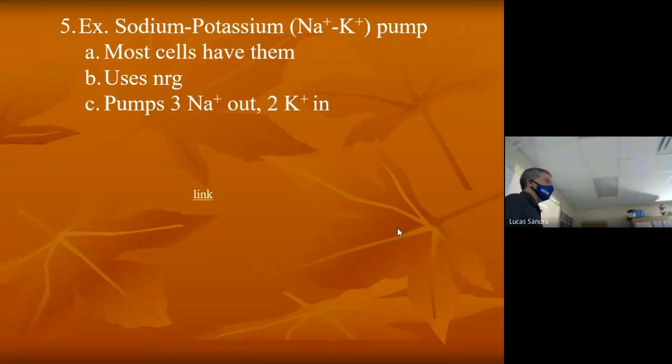And the basic mechanism is when one rotation of the pump is over, 3 sodiums have been pumped out of the cell, 2 potassiums have been pumped in.